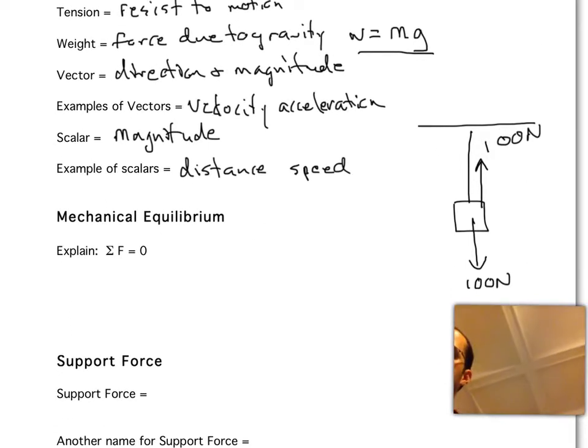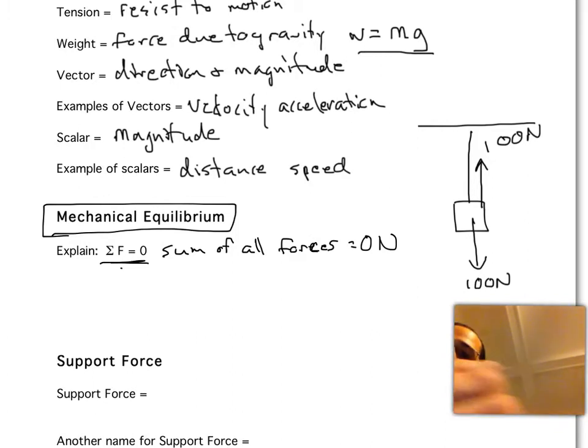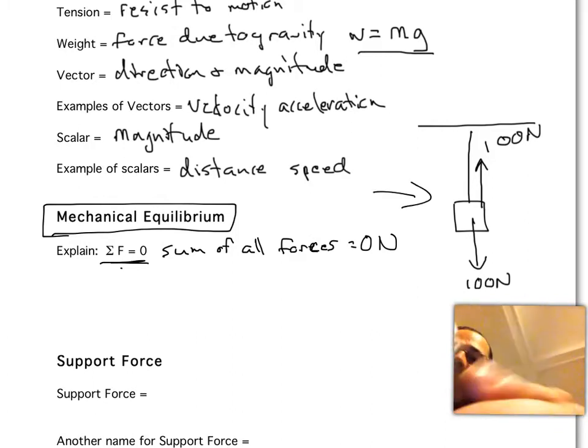So if we take a look down here, this is what's called mechanical equilibrium. This sigma right here just means the sum of all forces. When the sum of all forces is 0 newtons, objects don't change their motion. They don't change from what they've been doing. There is no net force on the object. So the crate over here, for instance, is in equilibrium because it has a 100 newton force acting down on it due to gravity, the weight, and a 100 newton force acting up, the tension of the rope.